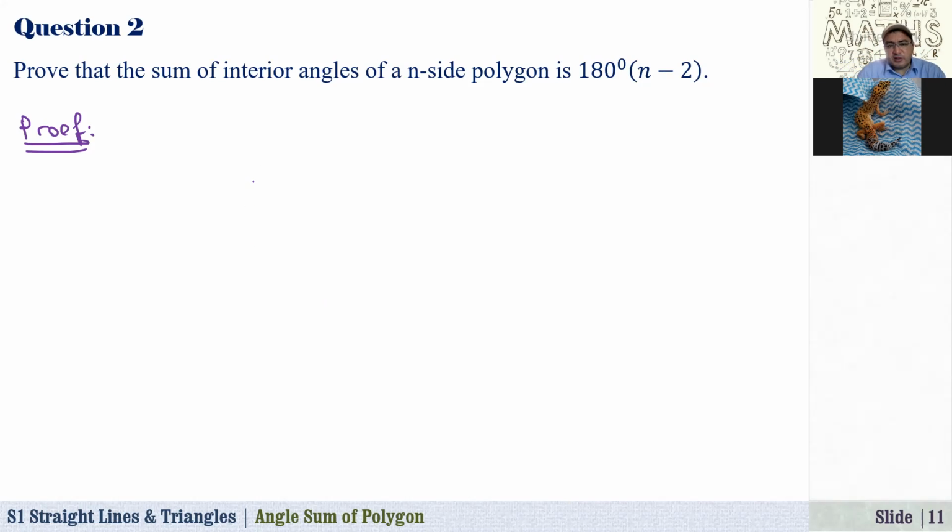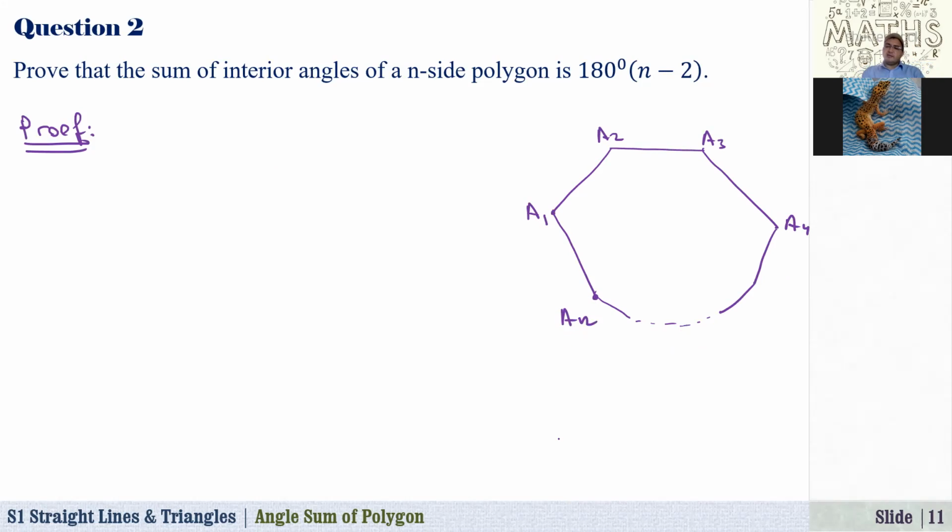Suppose that we are given an n-sided polygon. That n-sided polygon is maybe something like this. Let me label the vertices as A1, this one A2, this one A3, this one A4, and continuing, this one An. So that is an n-sided polygon. It doesn't have to be regular. All angles are different. Now, let me draw starting from A1.